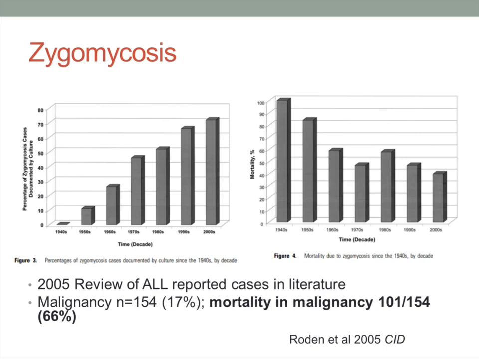This was a study in CID of all comers with mucormycosis, so certainly your uncontrolled diabetics, solid organ transplant, things like that. Malignancy was only a small proportion at 70%, but the mortality, if you had malignancy and zygomycosis, was very high, 66%. So, much higher than that 30-40% with aspergillosis, and the urgency of making sure we're on the appropriate treatment goes up, especially when the mortality increases too.